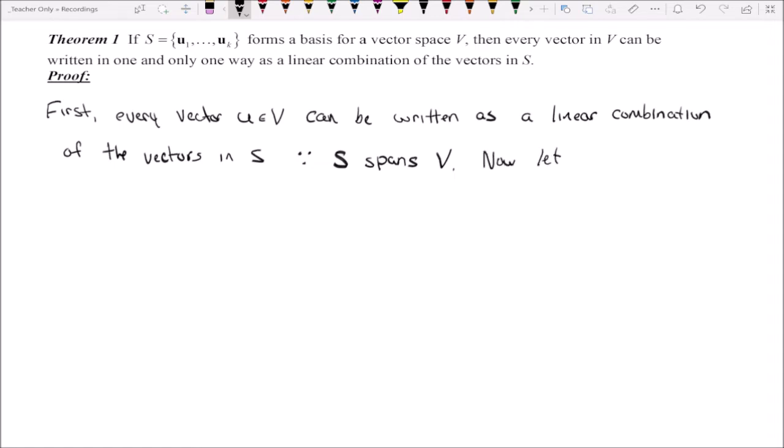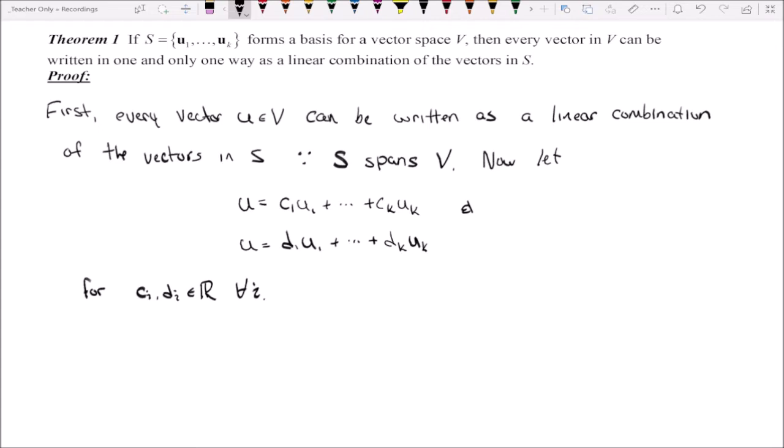So what we're going to do is say that we have two different ways in which we can write u as a linear combination of these vectors. We're going to say that u equals c1 u1 plus so on and so forth plus ck uk, and u also equals d1 u1 plus so on and so forth plus dk uk, for all of the ci's and di's being real numbers. What we must show is that ci and di are actually the same. So we want to show that all of these constants are identical. So c1 and d1 are the same, c2 and d2 would be the same, and so on. This would show that there's actually one way in which we can write u as a linear combination of these vectors.